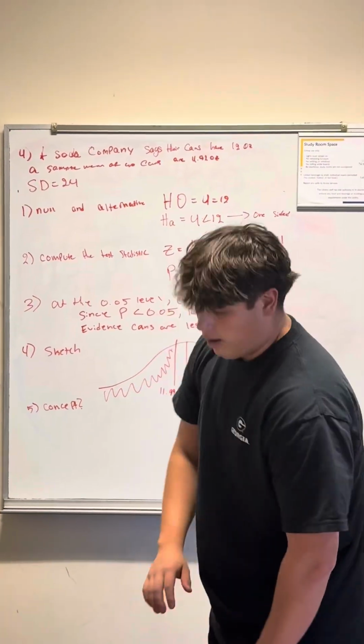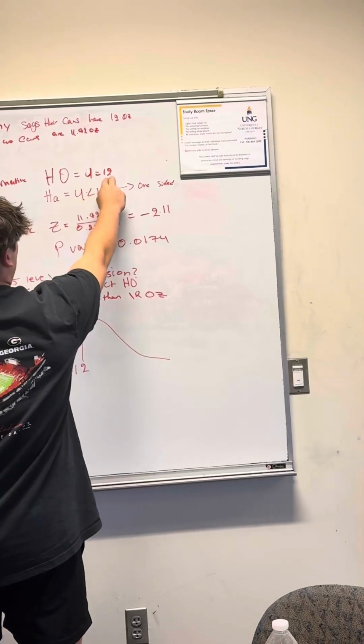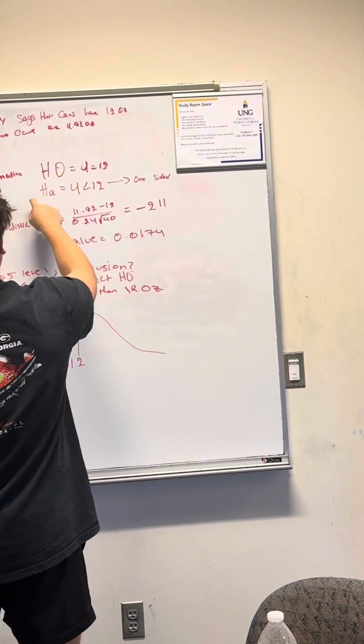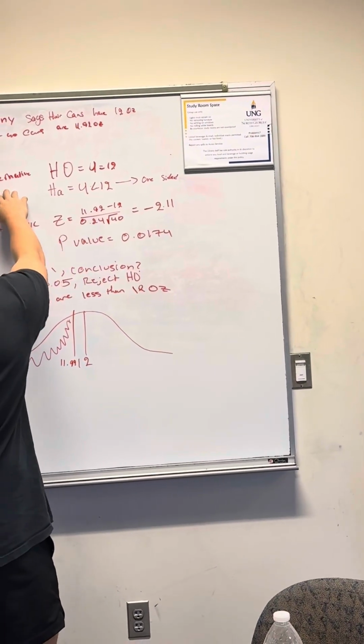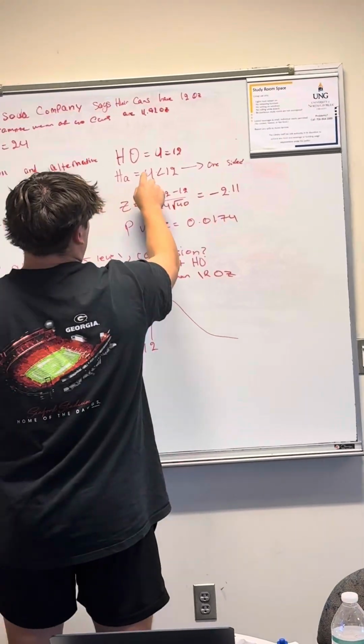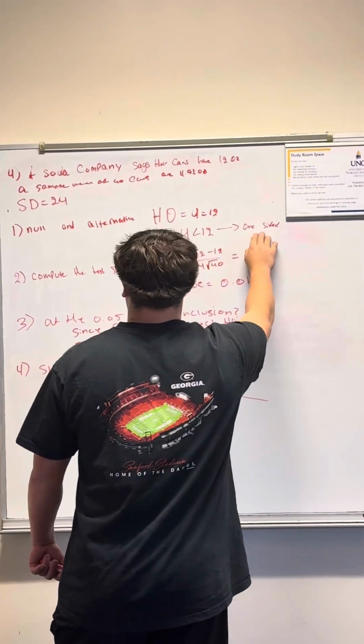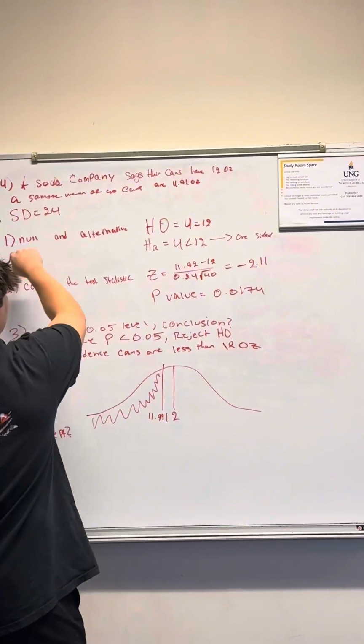So the null hypothesis is going to be, the mean is going to be 12, and we need to find out if they're one-sided. This one isn't. And then the other hypothesis, the mean is less than 12, which means this is one-sided, right? So that's problem number 1.